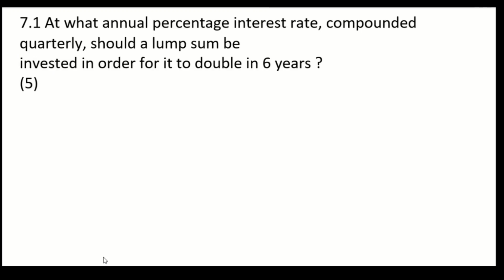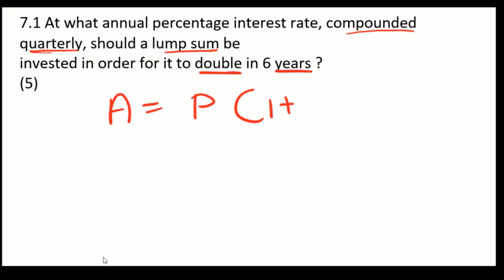It reads as follows. At what annual percentage interest rate compounded quarterly should a lump sum be invested in order for it to double in 6 years? So all the highlighted points are important. So for the fact that we're seeing a compounded quarterly, we know that we're going to use a compound formula of A is equals to P into 1 plus I to the power of n, right?